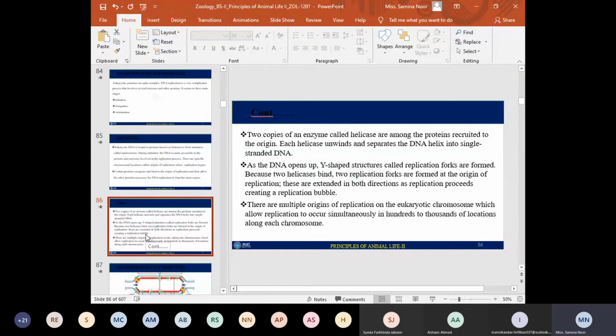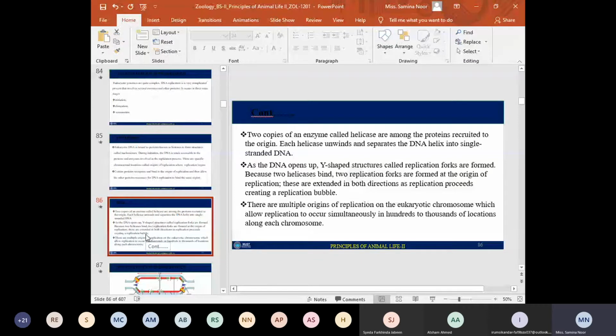So at first, two copies of an enzyme called helicase are included among the proteins recruited to the origin. So at first, the enzymes involved in binding to the specific origin sites, or the origins of replication, are known as helicases. The two copies of the helicases are recruited to the origin, attached to the origin. So the first enzymes involved in DNA replication are known as helicases.